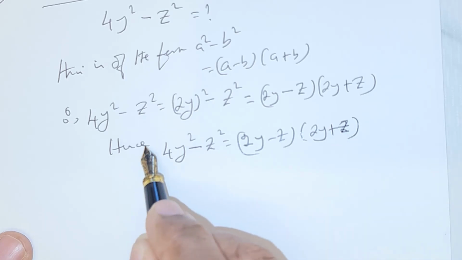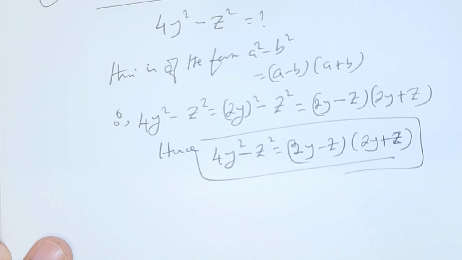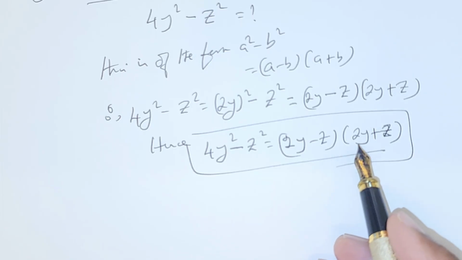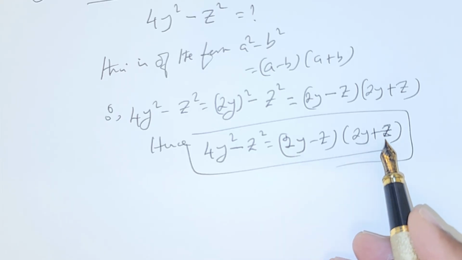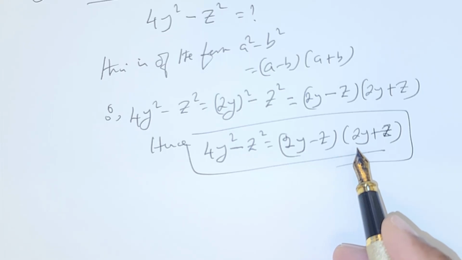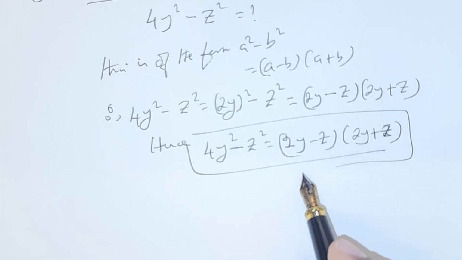Okay, that is z there. So that is the solution for this question. So that completes. So you can either write it as (2y + z)(2y - z) or (2y - z)(2y + z).